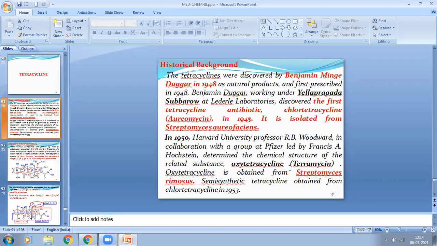Subsequently, in 1950, scientist R.B. Woodward discovered the second tetracycline, that is oxytetracycline, which is obtained from Streptomyces rimosus. Later on, in 1953, all the congeneric derivatives or semi-synthetic tetracyclines were discovered from chlortetracycline. So this is the brief historical background of the tetracycline.